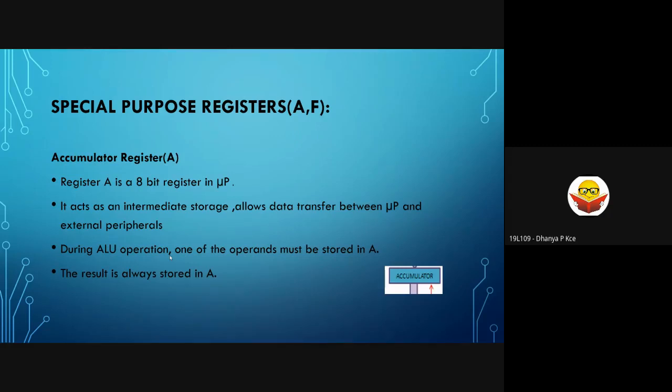We will learn about that temporary register in the forthcoming slides. Just now we have completed the accumulator register, and the result of that operation will be stored in the accumulator. It is denoted as the A register, A. And why did I say immediate storages? To allow data transfer between the microprocessor as well as the external peripherals. Also, while performing these operations, it allows the data to be stored in them. So we say it is used as an intermediate storage.